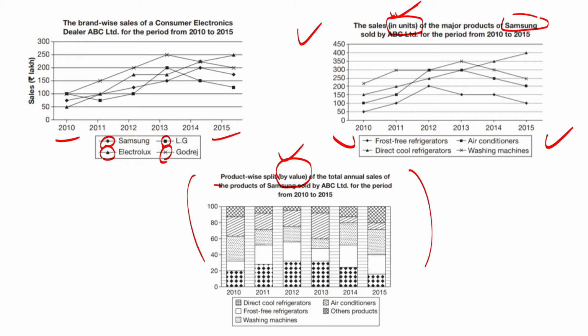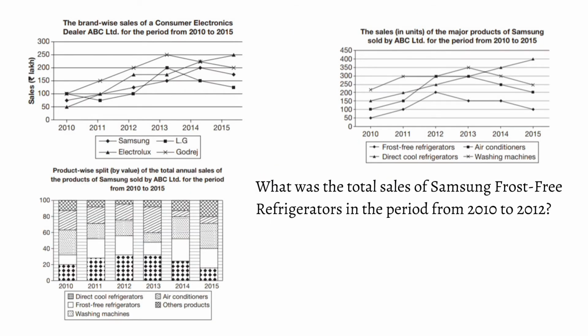Okay, all right. So this is in units, this is by value. Let's move on to the first question now. What was the total sales of Samsung frost-free refrigerators in the period from 2010 to 2012?